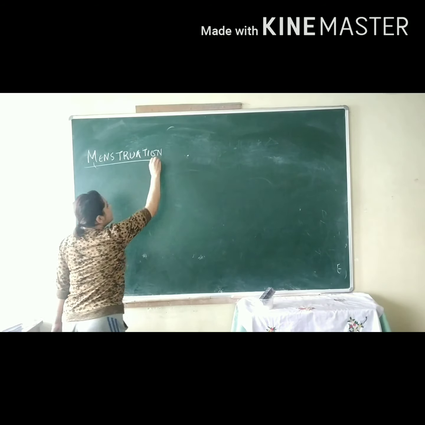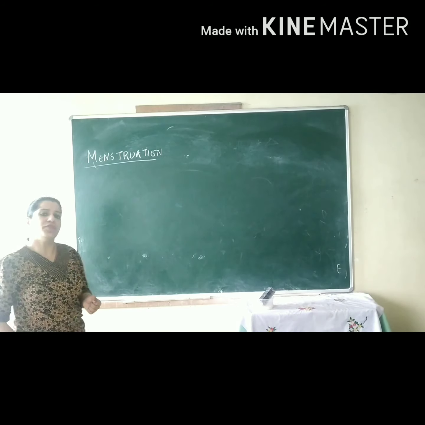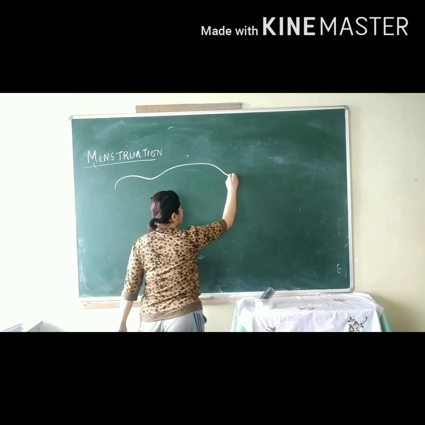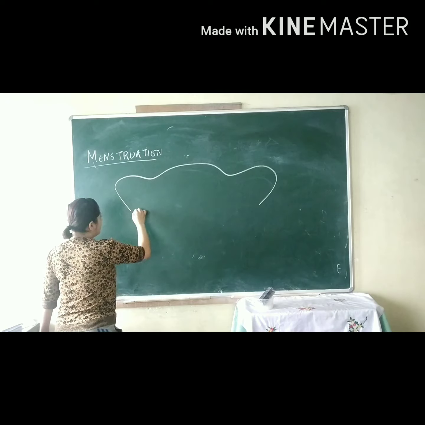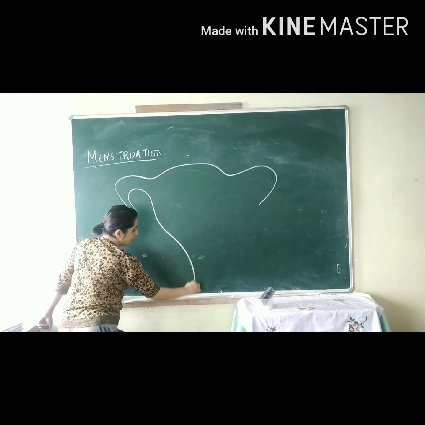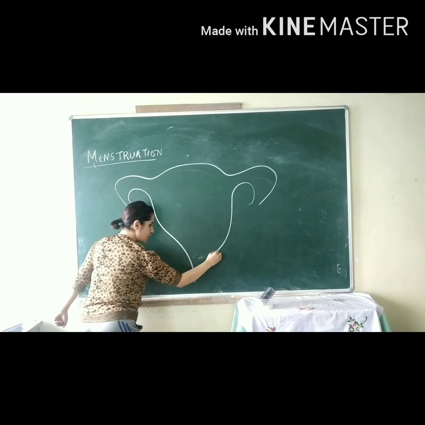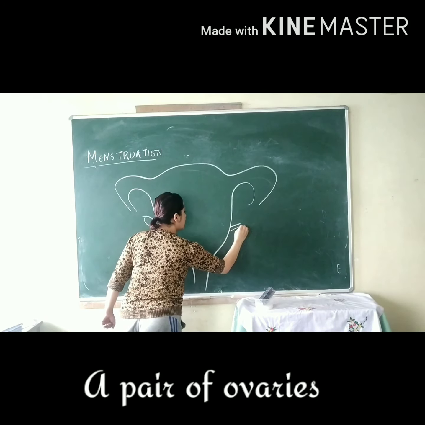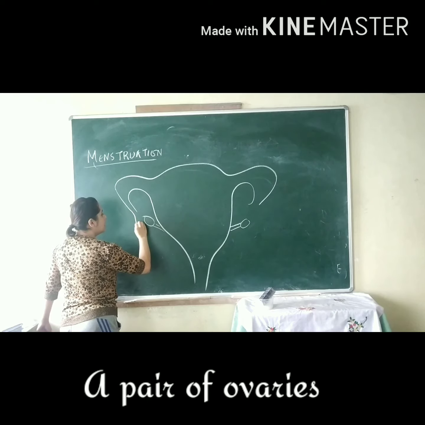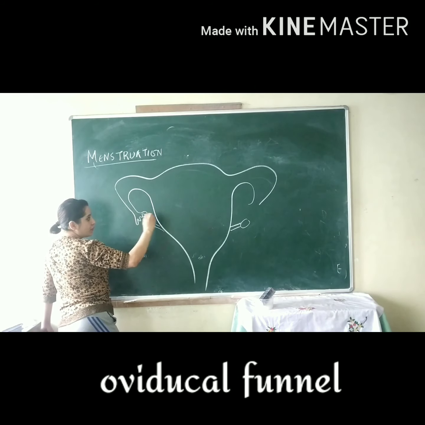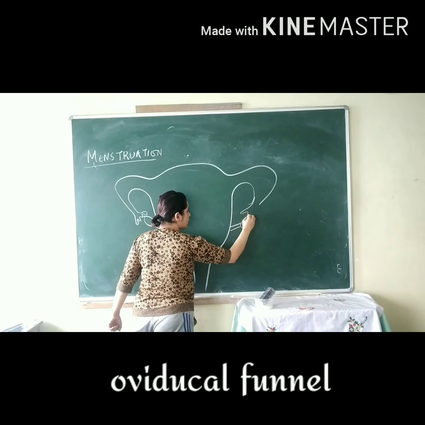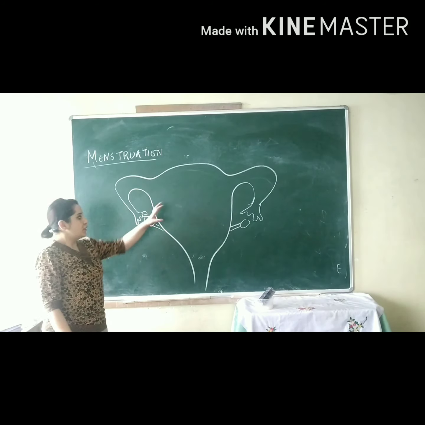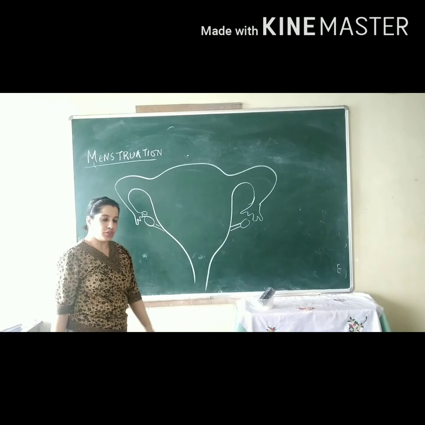Now, to study what is menstruation, I will draw the female reproductive system again. I hope you all remember the structure. So it consists of a pair of ovaries, then the finger-like projections from the funnel-shaped structure known as the oviducal funnel, the fallopian tube, the uterus, the cervix and the vagina.